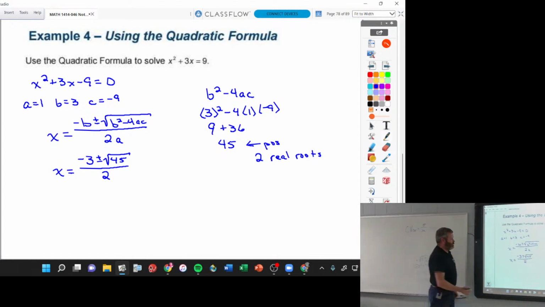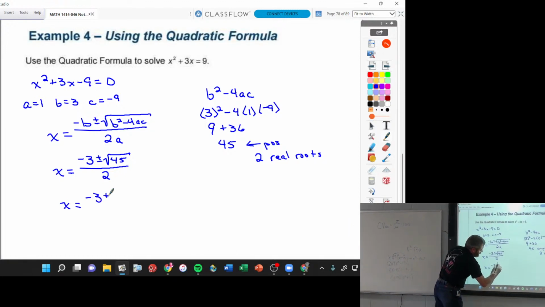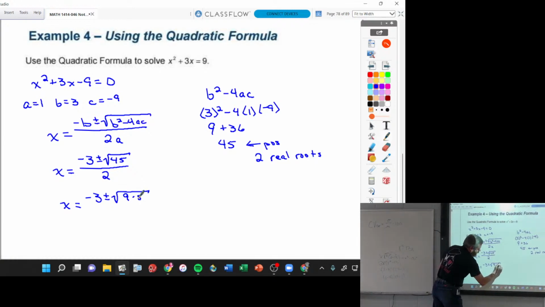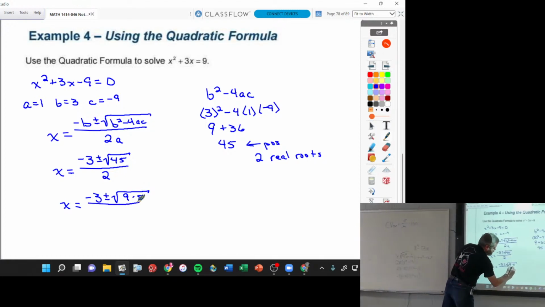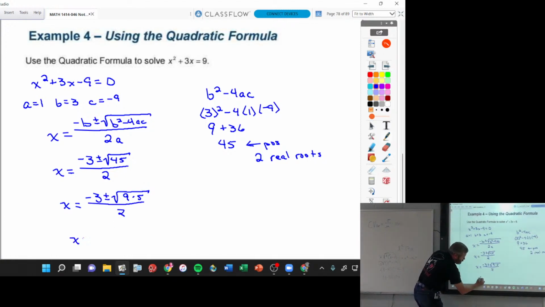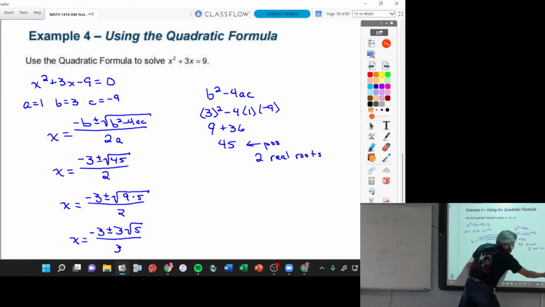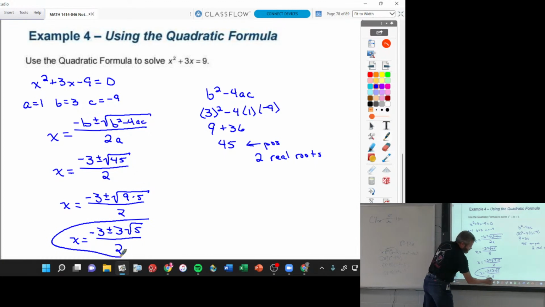Square root of 45. Well, the square root of 45 can be simplified because the square root of 45 is the same thing as the square root of 9 times 5. And I chose 9 because 9 is a perfect square. That's divided by 2. So x equals negative 3 plus or minus the square root of 9, which is 3, so it comes out. Square root of 5, leave it alone, all over 3, all over 2. And folks, that's it. You can't do anything else.